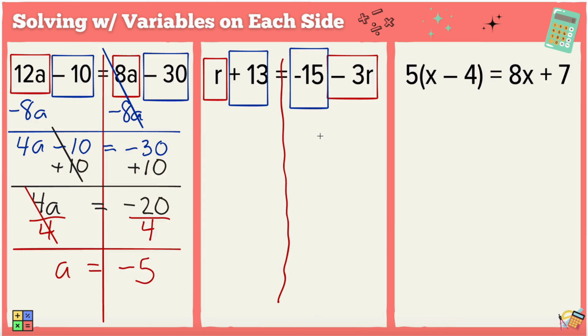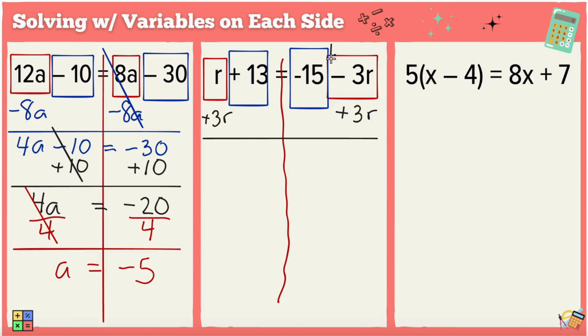So we have all of the variables in red. We have all the numbers in blue. So let's look at the variables and see which ones we need to put together first. If we have r and negative 3r, we want to get rid of the smallest one first. If this is r and this is negative 3r, the smaller of the two is negative 3r. Well, we want to do the opposite of what we see. The opposite of what we see is positive 3r. I'll put positive 3r on this side as well.